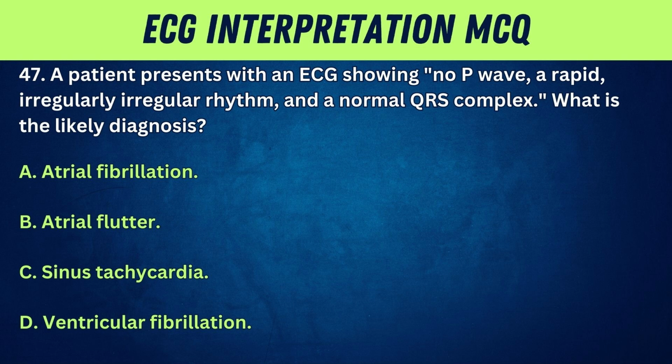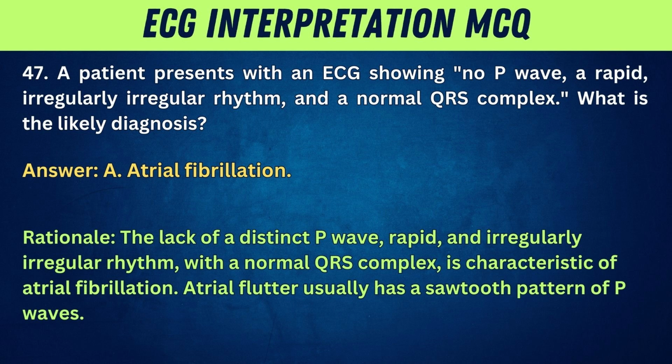47. A patient presents with an ECG showing no P wave, a rapid, irregularly irregular rhythm, and a normal QRS complex. What is the likely diagnosis? A. Atrial fibrillation. B. Atrial flutter. C. Sinus tachycardia. D. Ventricular fibrillation. Answer: A. Atrial fibrillation. Rationale: The lack of a distinct P wave and a rapid, irregularly irregular rhythm with a normal QRS complex is characteristic of atrial fibrillation. Atrial flutter usually has a sawtooth pattern of P waves.